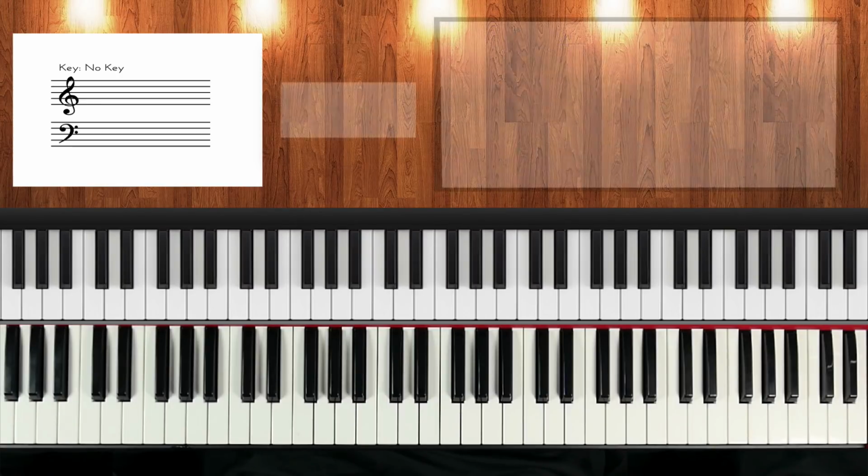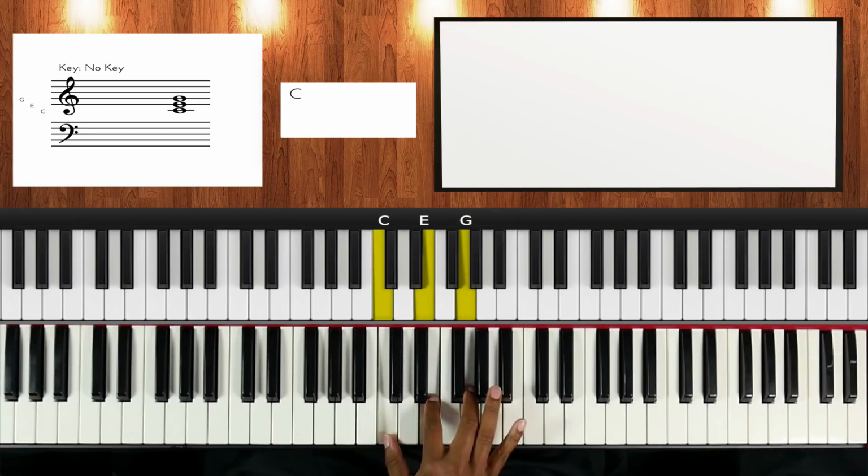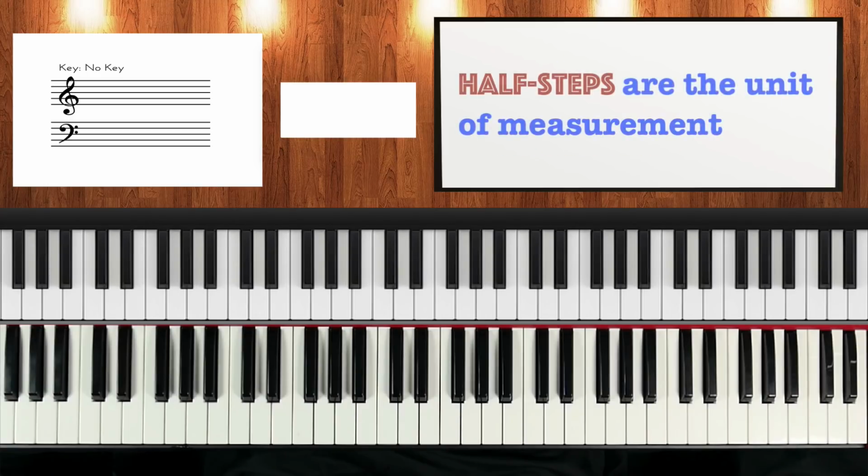So let's again create a C major triad, and then I'm going to point out a few different things. So we have C, E, and G. Now the thirds principle deals with the distance between each note in a chord. So using half steps as the unit of measurement, let's measure the distance between the notes of the C major triad. And I want you to pay close attention to this exercise, and I'm going to take it slow so that you really get what I'm teaching.